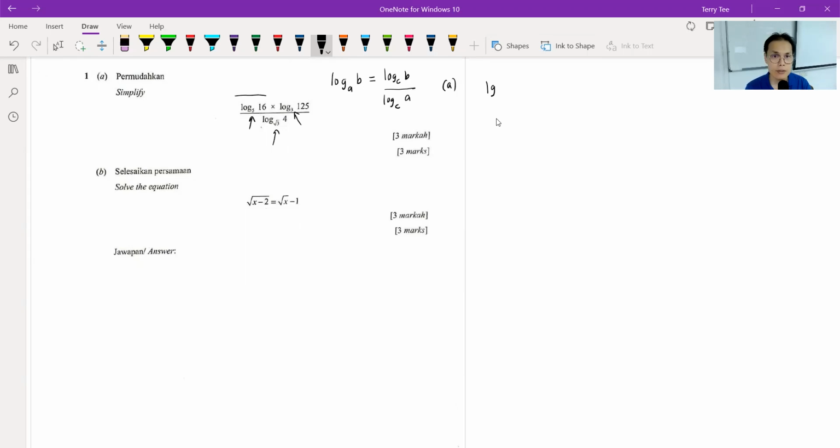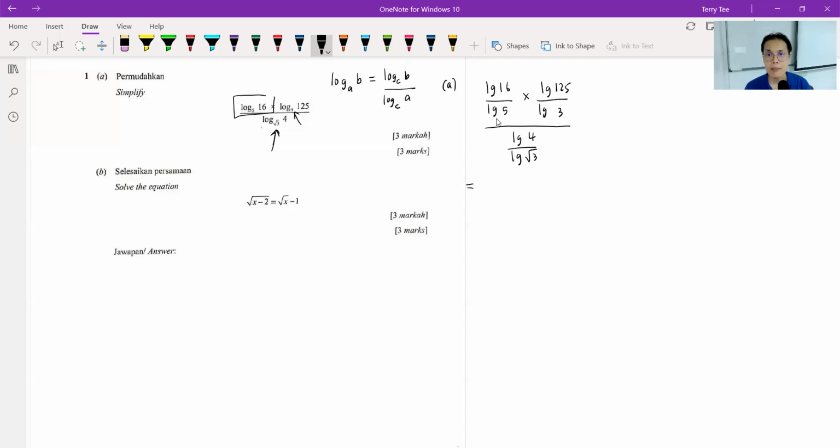Now, in this case, for the first logarithmic term, log base 5, 16, we are going to introduce the new base, which is base 10. I'm going to write LG. 16 stays on top, 5 stays down. Now, for the second one, we have log base 3, 125. Again, I'm going to write LG here, 125 stays up, 3 stays down. Now, for the third one, which is log base 3, 4. Again, I introduce log base 10, LG, 4 stays on top, 3 stays down.